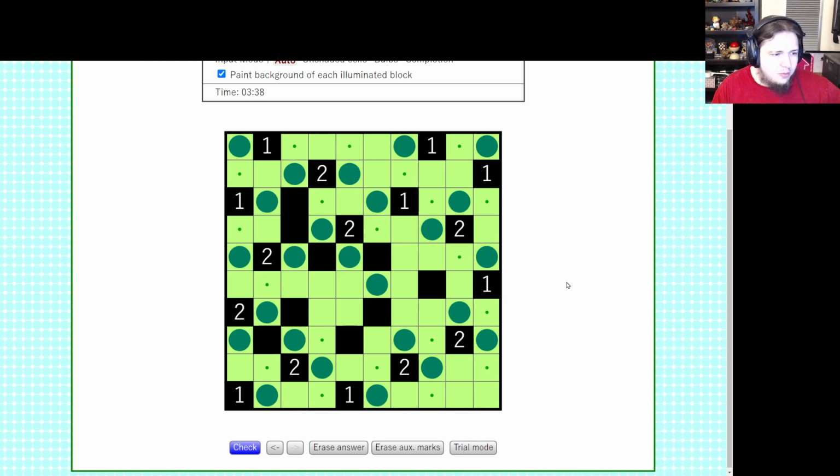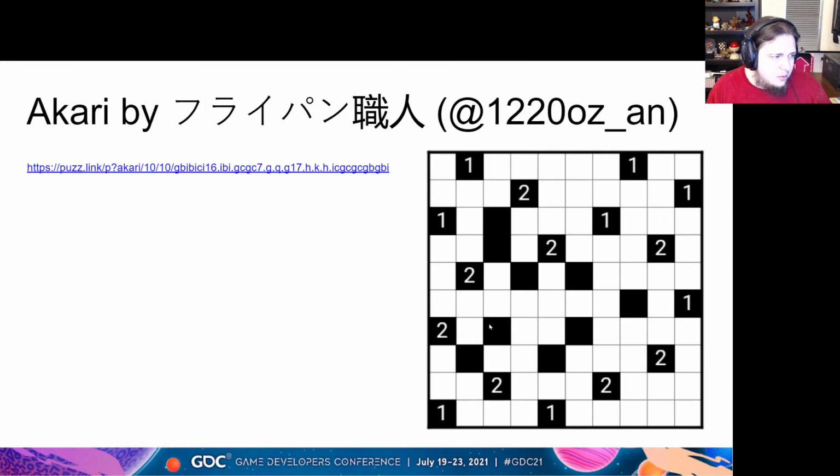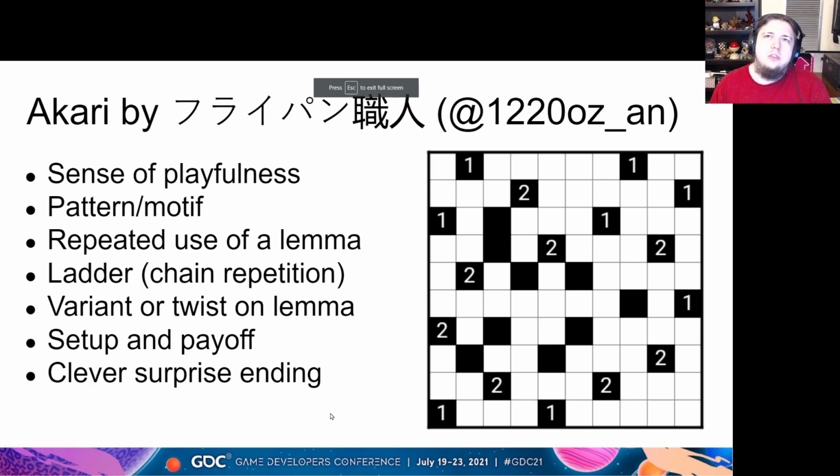And there are so many things about this puzzle that are remarkable. There's this whole sense of playfulness as you're going through the puzzle and taking these steps, one leading to the next, leading to the next. There's this repeated pattern or motif where you're using the same lemma or the same pattern or technique over and over again to create this chain repetition of logic. And then there's a variant or a twist on that lemma where you're using it once and then a second time on the same thing.